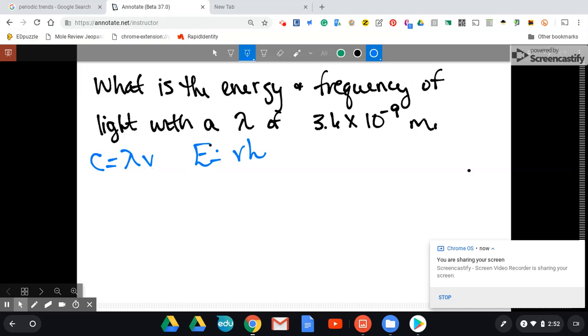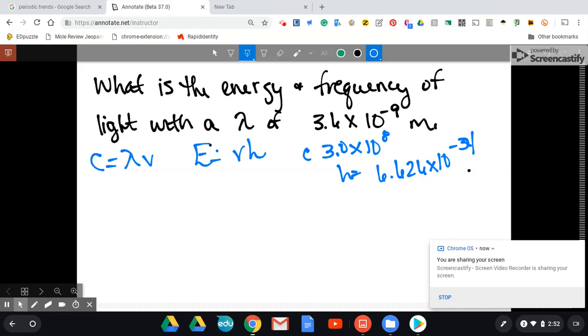Okay? You're always given C, which is 3.0 times 10 to the 8th. And you're always given H, which is 6.626 times 10 to the negative 34. Okay, so what I want you to do is let's look at this problem.